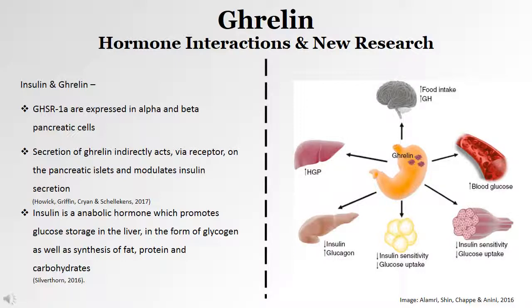Now let's take a look at insulin and ghrelin. Ghrelin receptors are expressed in alpha and beta pancreatic cells of the pancreas. Therefore, the secretion of ghrelin indirectly acts on the pancreatic islets and modulates the secretion of insulin. Insulin is an anabolic hormone which promotes glucose storage in the liver in the form of glycogen, as well as synthesis of fat, protein, and carbohydrates.